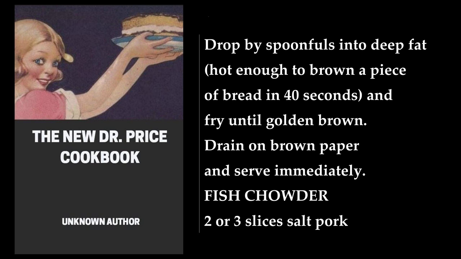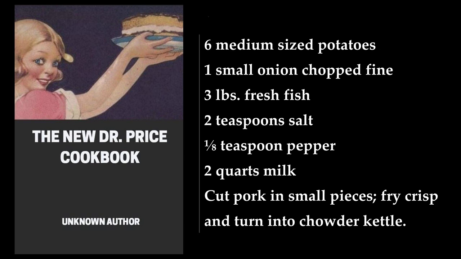Fish chowder. 2 or 3 slices salt pork. 6 medium-sized potatoes. 1 small onion chopped fine. 3 pounds fresh fish. 2 teaspoons salt. 1/8 teaspoon pepper. 2 quarts milk. Cut pork in small pieces, fry crisp and turn into chowder kettle.